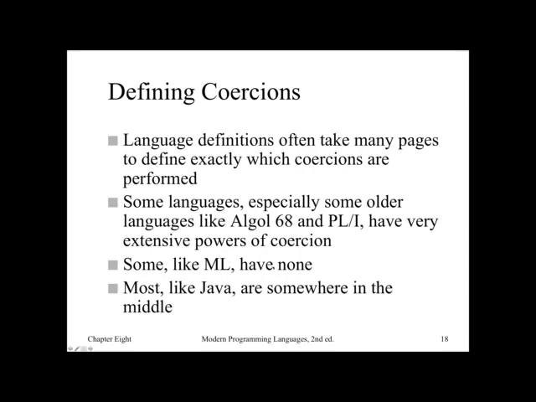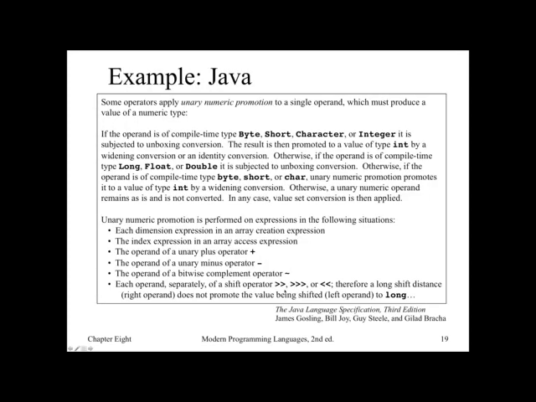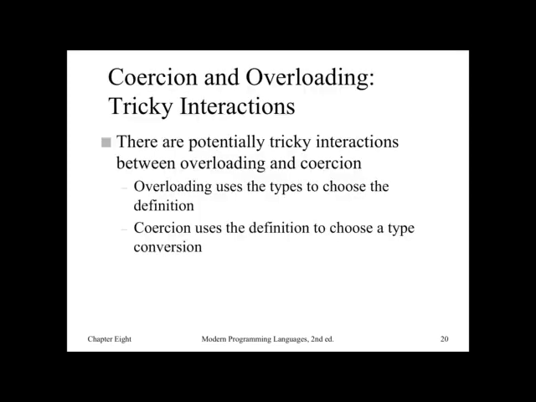And then there's languages like ML, no coercion, no implicit conversion ever. And then most of them, like Java, are kind of in the middle, right? And then like C++, where I can define certain things, but again, most modern languages are kind of in the middle. I'm gonna skip past that one. And then I think this is the last part of these couple slides, and then we're out of this part. But some of the tricky interactions when you deal with overloading and coercion.